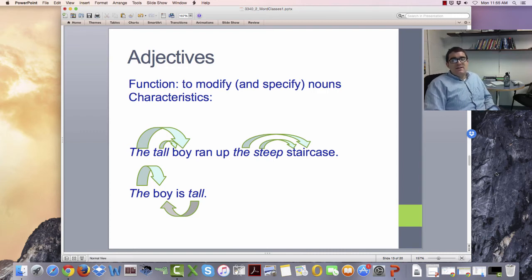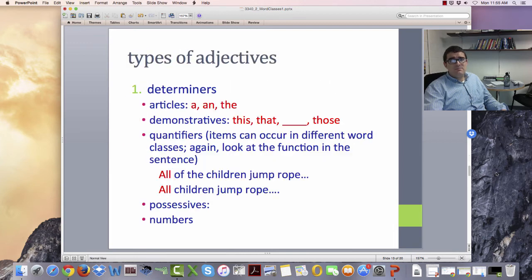The steep staircase, again, a, an, and the, always adjectives. Steep, telling us what kind of staircase. So again, it's modifying, it's explaining, it's giving us information about the noun staircase.